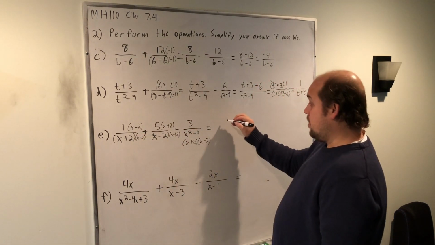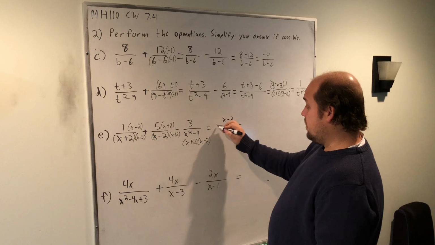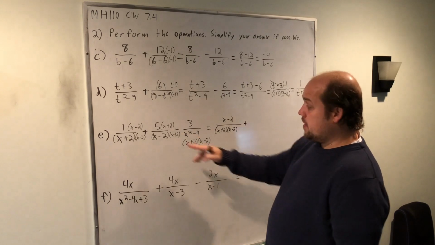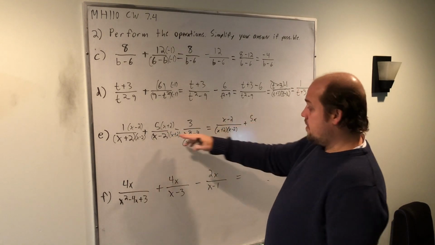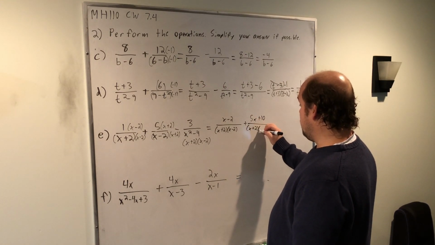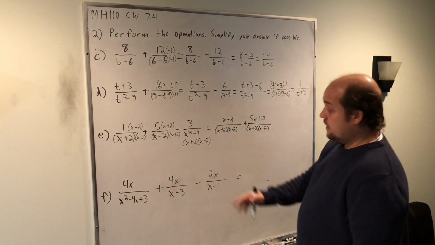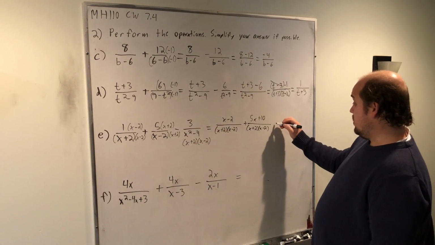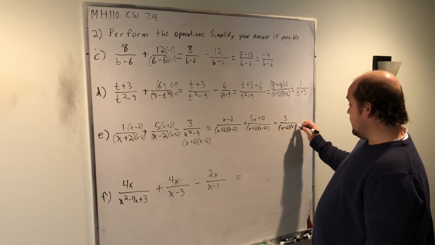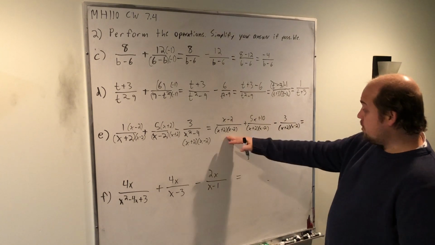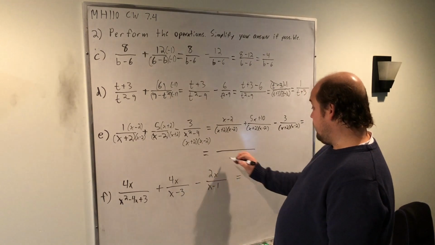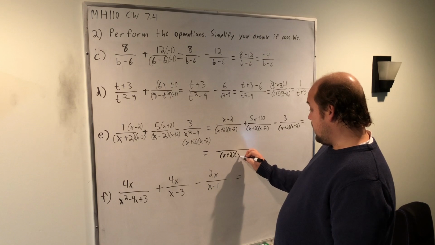The first term then becomes x minus 2 on top, x plus 2, x minus 2 on bottom. The second term becomes 5 times x is 5x, 5 times a positive 2 is a positive 10, also over x plus 2, x minus 2. Finally, this minus 3 has not changed. It's still minus 3, and it's still over x plus 2, x minus 2, which it was already over. Since all three of these are over the same common denominator, I can write them as a single fraction over that common denominator of x plus 2, x minus 2.